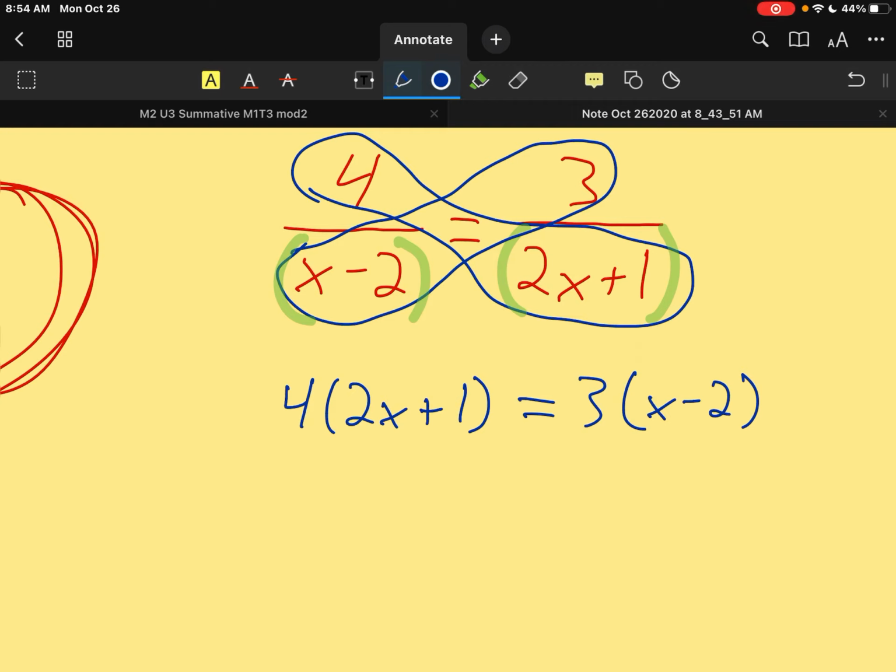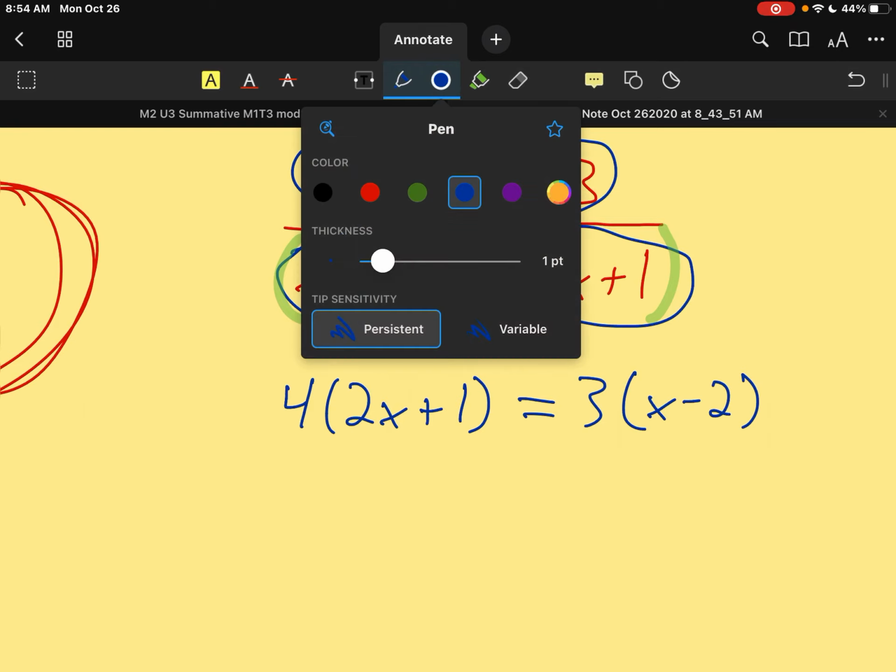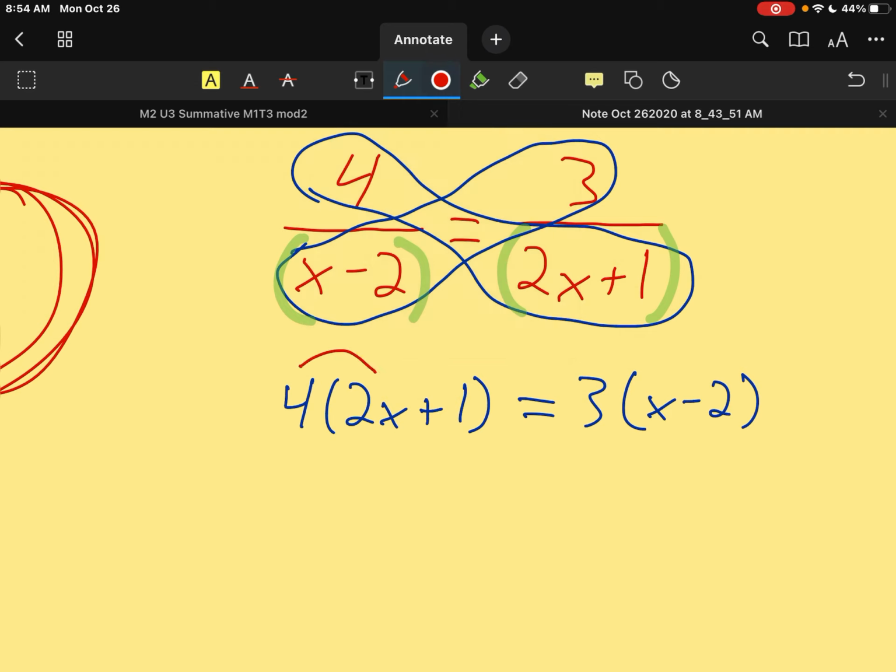Now, when you have 2 sets of parentheses, one on each side of the equal sign, you have to distribute. You cannot divide out the number in front. You can only do that with one set of parentheses. So since there are 2, you have to distribute here. So let's do that. 4 times 2x and 4 times 1. So we have 8x and 4. And then 3 times x, and then 3 times negative 2. So 3x and negative 6.